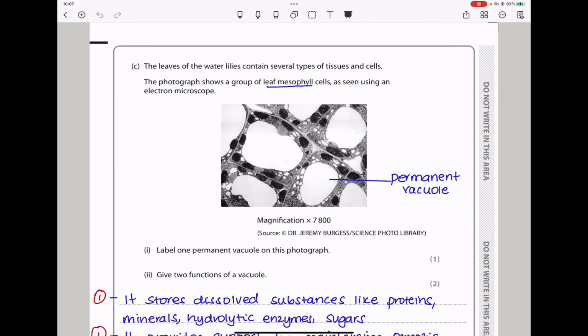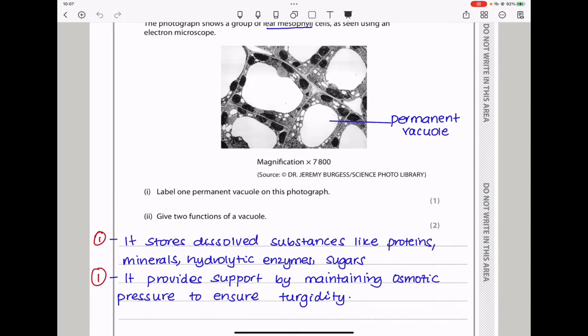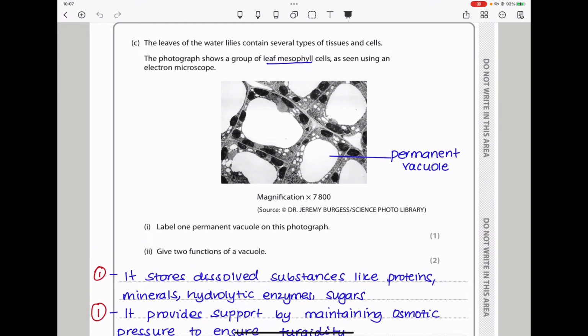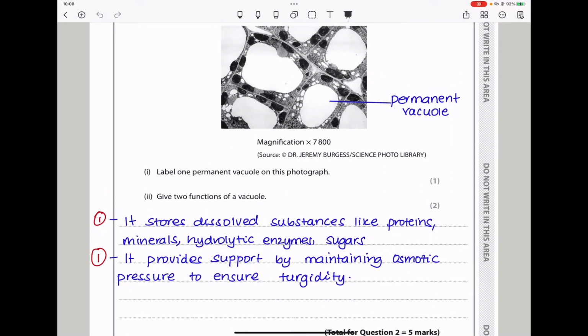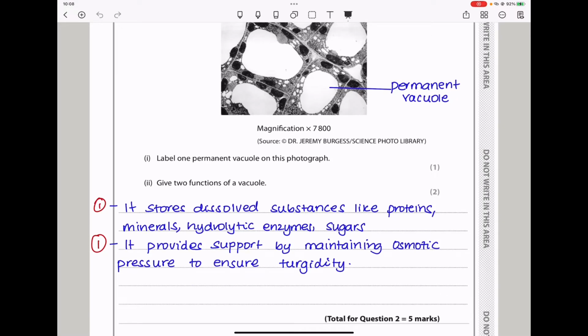Moving on. The leaves of the water lily contain several types of tissues and cells. The photograph shows a group of leaf mesophyll cells as seen using an electron microscope. Label 1 permanent vacuole on this photograph. This is the permanent vacuole. Give 2 functions of a vacuole. A vacuole stores dissolved substances. It will store proteins, it will store mineral ions, as well as enzymes and sugars. And then it provides support by maintaining osmotic pressure to ensure that the cell remains turgid. So this is the end of question 2.